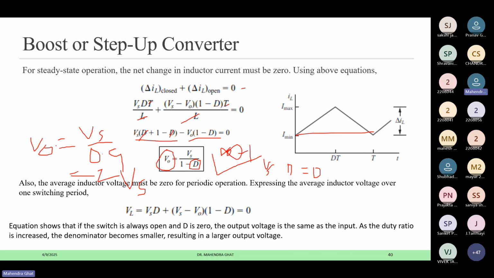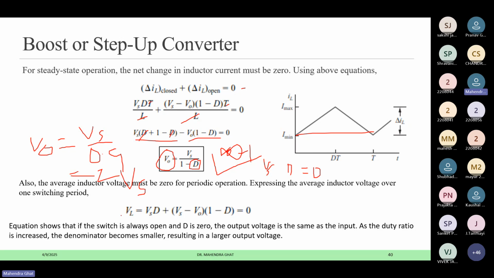So you are starting from the input voltage and as D increases, you are going to higher and higher output voltage. So the output voltage is varying between the input voltage and infinite, or the input voltage and higher than the input voltage. So that's why we can say this is the boost converter. Here you are always getting an output voltage which is greater than the input voltage.